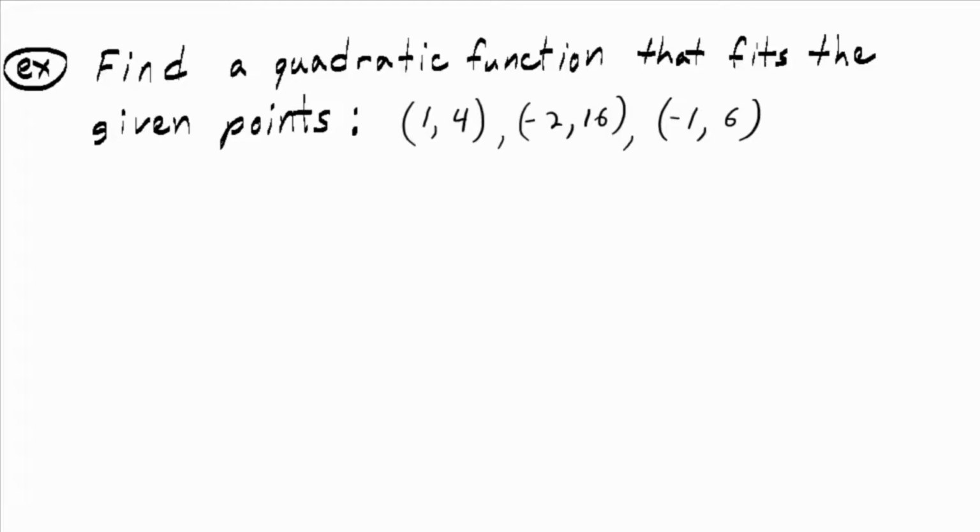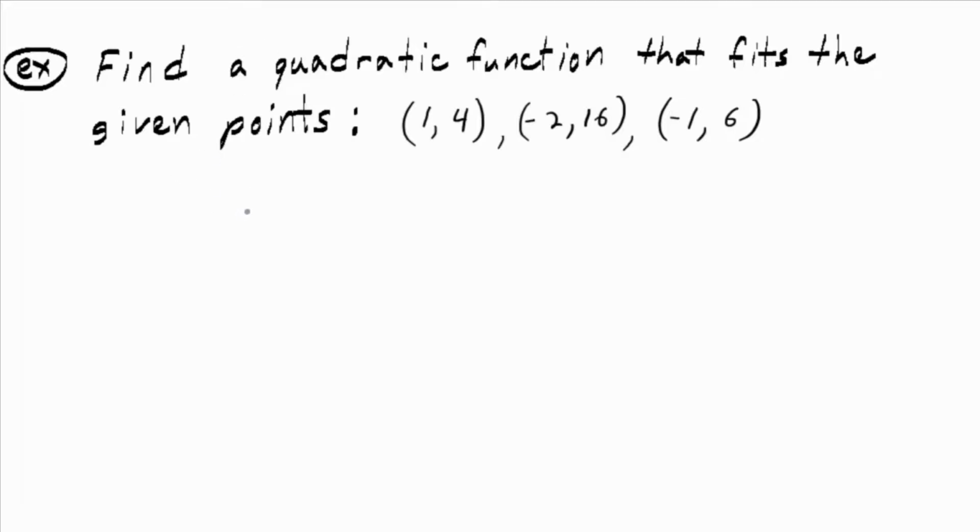It says find a quadratic function. In this example, it says find a quadratic function that fits the given points. We have the points (1, 4), (-2, 16), and (-1, 6). So you're kind of working in a backwards direction here. You want to find a parabola, essentially, that goes through those 3 points. That's what it means to find a quadratic function that fits the given points. Its graph should go through those points.